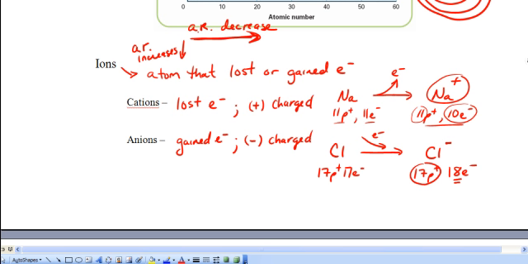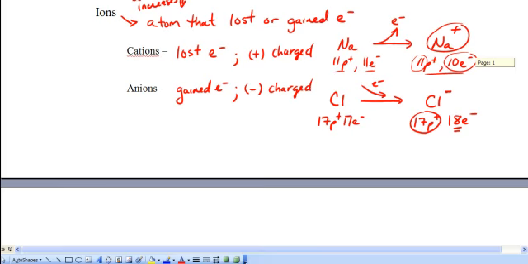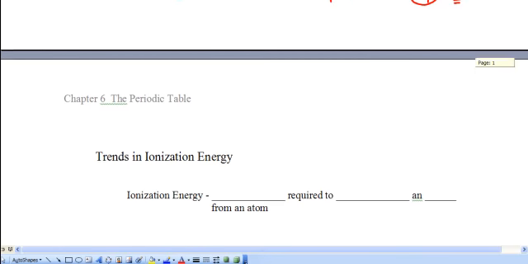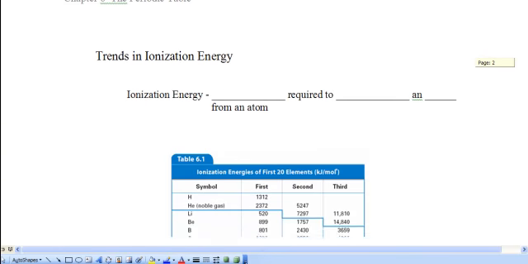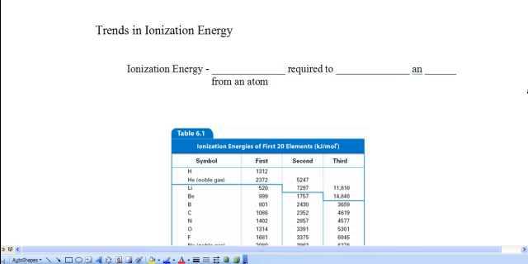Now, in order to remove electrons from an atom, you have to give it some energy. It takes energy to strip that electron off. And so we're going to take a look at the trends in the amount of energy it takes to remove an electron. That is what is called ionization energy. Ionization energy, again, is the energy required to remove an electron from an atom.